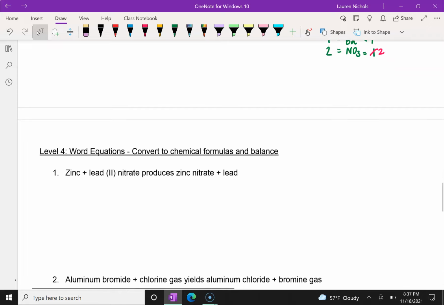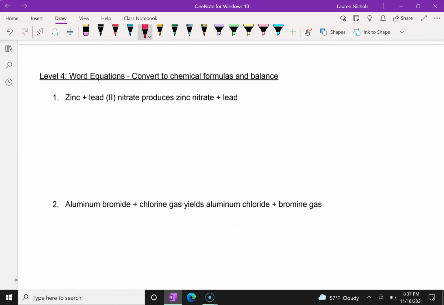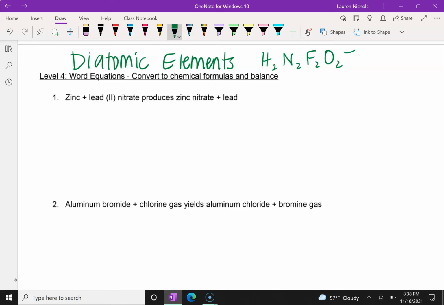Now, if you decide to jump to the level 4 problems, the balancing part is not more difficult, but you do have to change from the names to the formulas in order to get an equation to balance. And remember, you have to think about your diatomic elements when you're writing these formulas, and they can be remembered by just saying Hofbrinkel or by saying have no fear of ice cold butterbeer, because y'all are in high school, so it's butterbeer. All right, so have no fear of ice cold butterbeer. That can be your phrase.